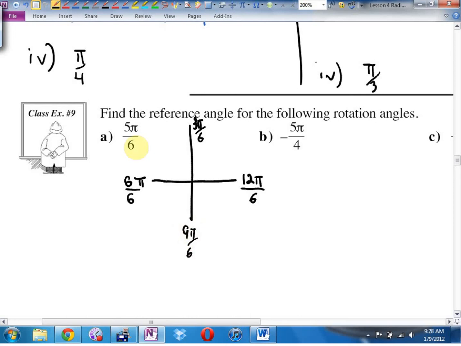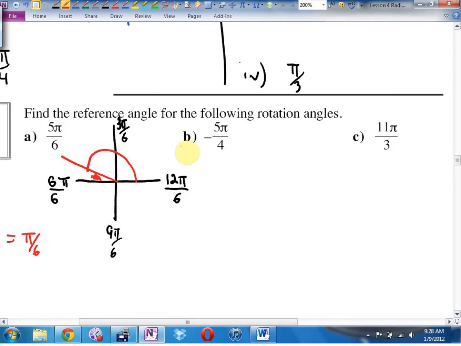B. Negative 5 pi by 4. Negative means we're going in this direction. So this is negative pi. Well, no, it's negative 4 pi by 4s, which is still negative pi. This will be negative 8 pi by 4, which is negative 2 pi. How big would this be right here?